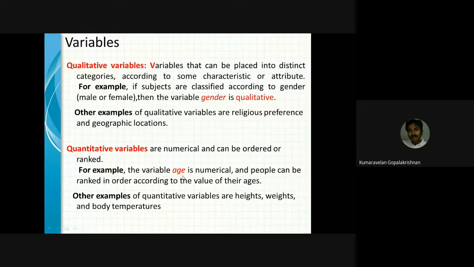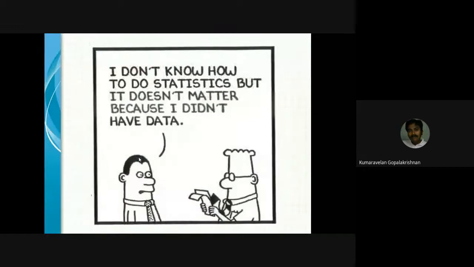For example, the variable age is numerical, and at the same time we can rank people with respect to age. Heights, weights, and body temperature are all examples of quantitative variables, right? So if you see any data set, you are going to see these two kinds of variables. Either it may be qualitative in nature or it may be quantitative in nature.